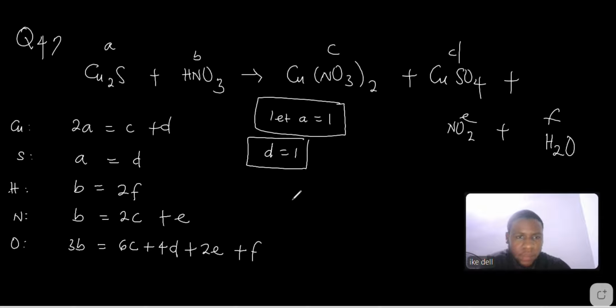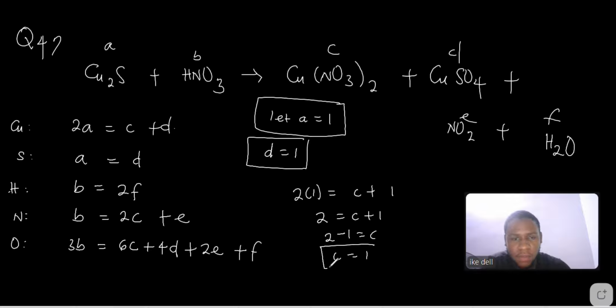Okay, we're getting somewhere. So let's use this. So we can see there that 2 times A is equal to C plus D, right? But D is 1 and A is 1, so it means that 2 is equal to C plus 1. And based on that, 2 minus 1 will be equal to C, therefore C is equal to 1. Okay, we're covering ground here.